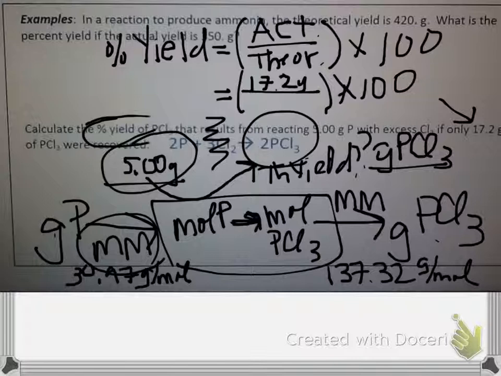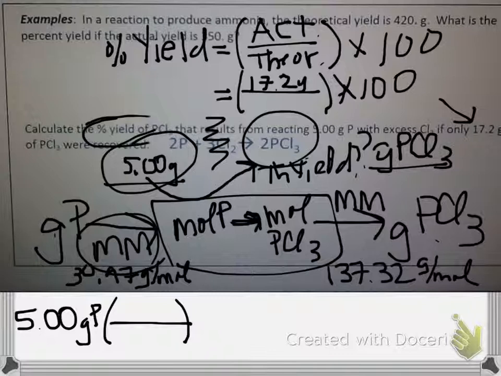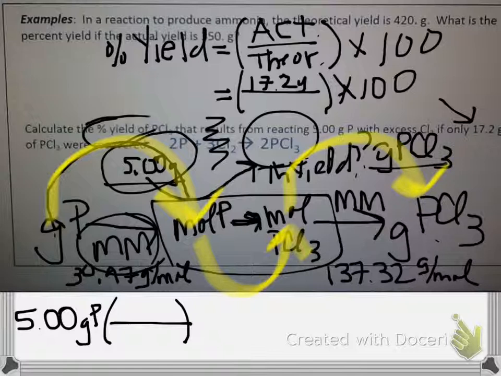So let's start with what we're given. We're given grams of phosphorus. We're given 5 grams of phosphorus, so we're going to start there. 5.00 grams of phosphorus. Remember how we go into the mole? I'm going to convert grams of phosphorus, I'll use my highlighter, into the mole. Then I'm going to do a mole to mole, and then I'm going to go out of the mole. Alright? So let's do our grams of phosphorus to moles of phosphorus. We said that the molar mass of phosphorus was 30.97 grams for every 1 mole.